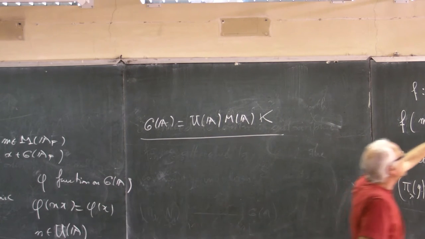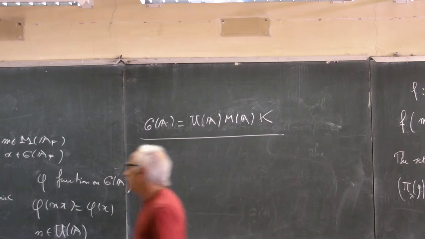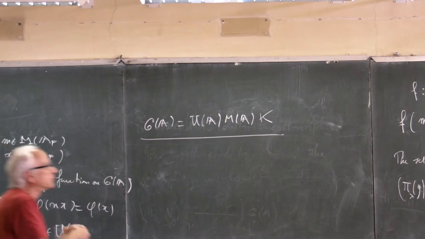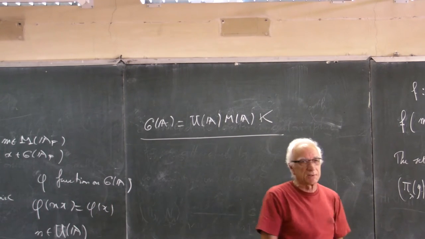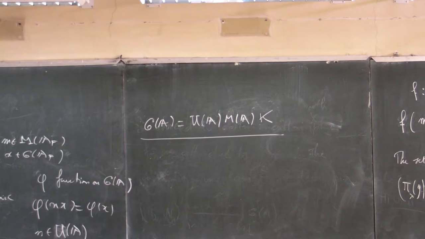But here I didn't say which vector I was going to name. So I look at a special vector, but the vector is a function on M. If you want, you may forget about this picture and just look at that. You fix sigma at first. Sigma is given. And then you take some phi.